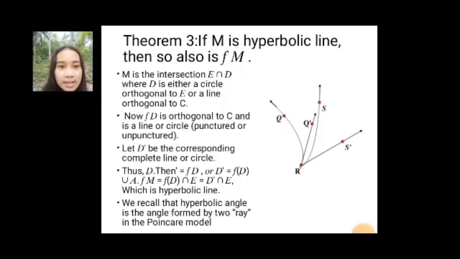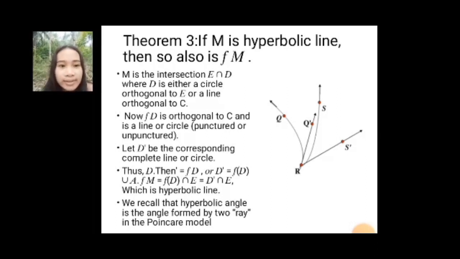Thus, D prime equals FD or D prime equals FD union A. FM equals FD intersect E, which is D prime intersect E, which is a hyperbolic line.